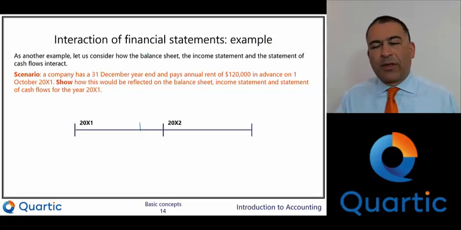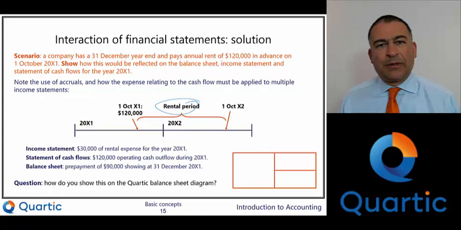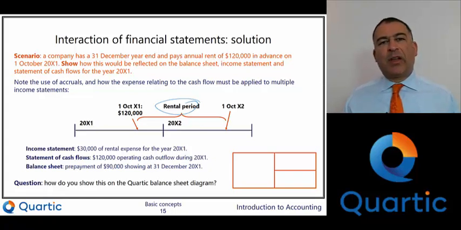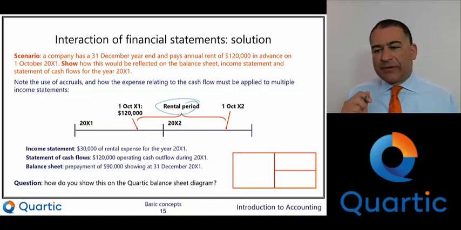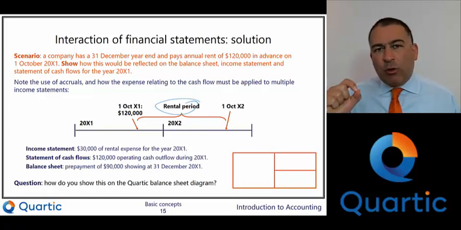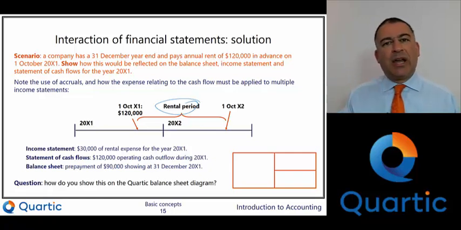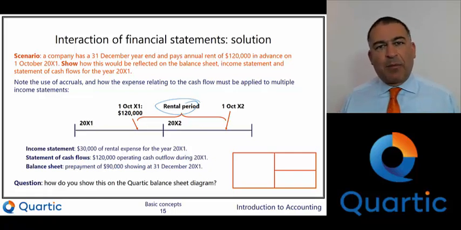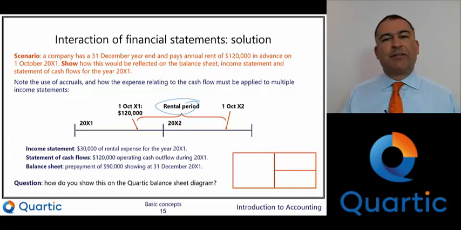So let's go through those three. In the income statement, 120,000 represents a full year from the 1st of October X1 through to 30th of September X2. How much of that was in the year 20X1? Now you can see it's split across the 2 years. If you count the months, October, November, December, 3/12 or 1/4 of that is rent for this year. So we're paying rent for a full 12 months, of which 3 are in this year and 9 are in next year. And therefore the income statement will show 3/12 or $30,000 of rental expense for this year.